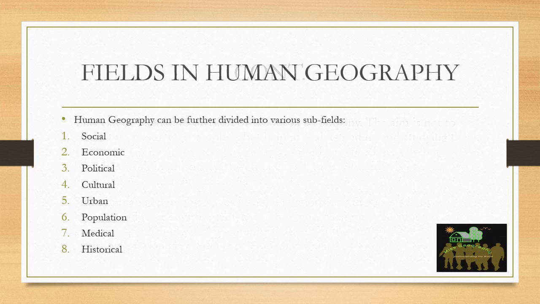Fields in human geography. Under human geography, we can have social geography, we could have economic, political, cultural, urban, population, medical, and historical.